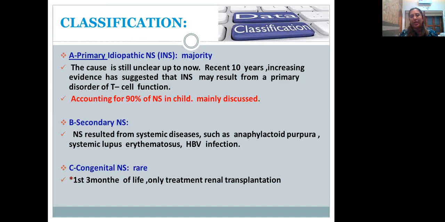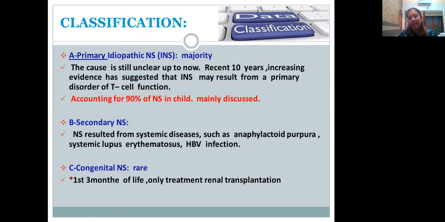So coming to primary idiopathic nephrotic syndrome, which is seen in the majority of the cases, the cause of this is still unclear up to now. In the recent 10 years, there has been increasing evidence that has suggested that idiopathic nephrotic syndrome results from a primary disorder of T cell function. And this accounts for 90% of the nephrotic syndrome in children, and therefore is mainly discussed in our slides.